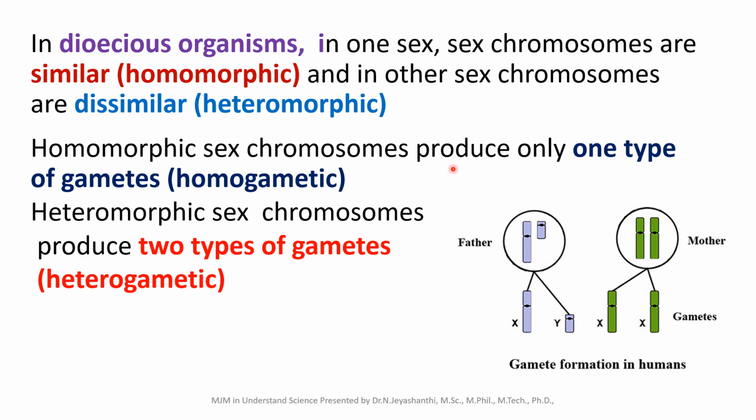Homomorphic sex chromosomes produce only one type of gametes, so they are known as homogametic. Heteromorphic sex chromosomes produce two types of gametes, so they are known as heterogametic. Females produce the same type of gametes, so females are homogametic. Males produce different types of gametes, one containing X chromosome, another containing Y chromosome, so they are known as heterogametic.